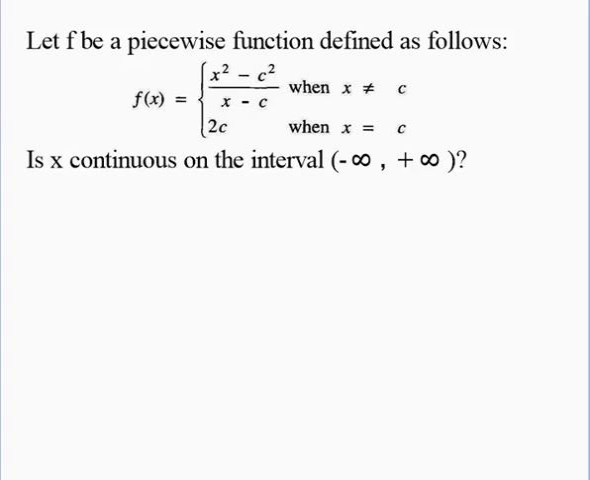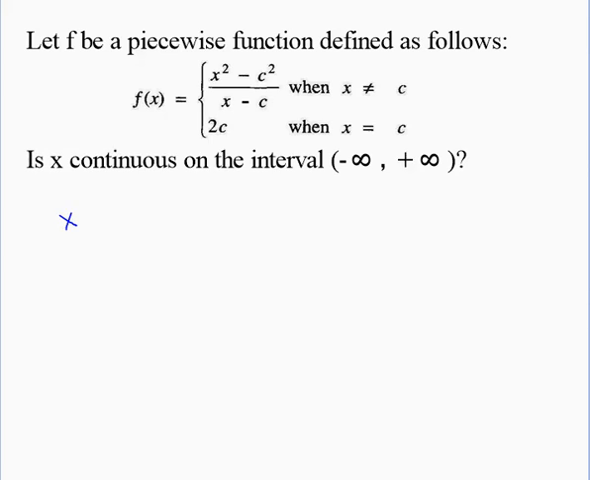And the last one, let f be a piecewise function defined as follows. F of x equals this rational function when x does not equal c, and equals 2c when x is equal to c. Now what we know about rational functions is that the denominator can't be equal to 0, and if c were in there, the denominator would equal 0. So c is not part of this domain anyway. Well, what we want to do is we want this function to equal this function when x equals c. That's kind of what we did.